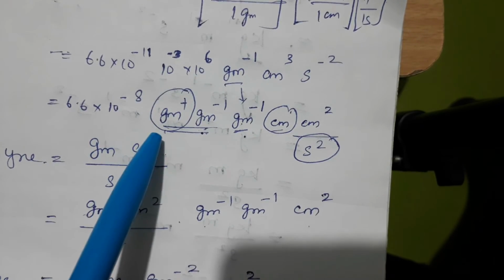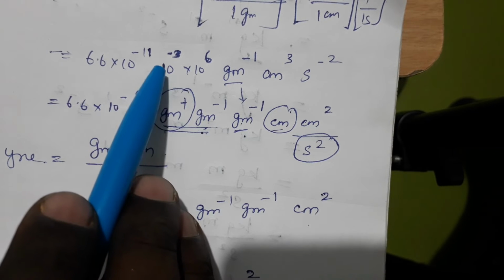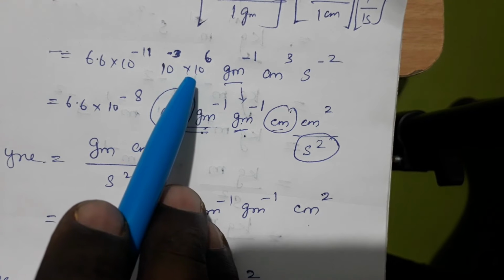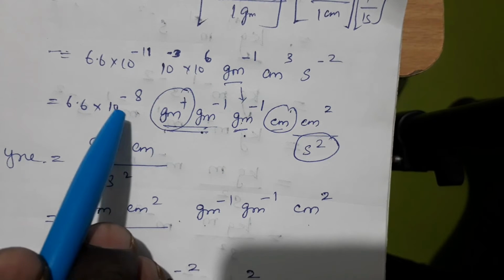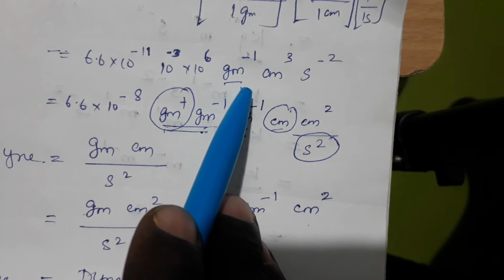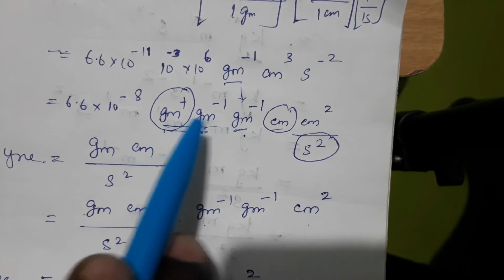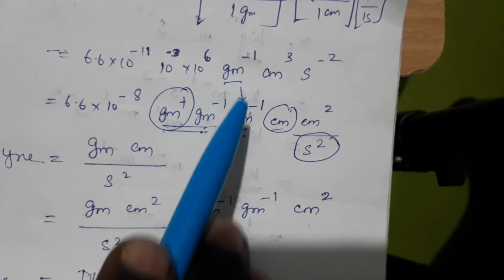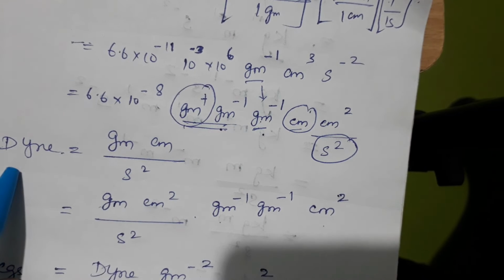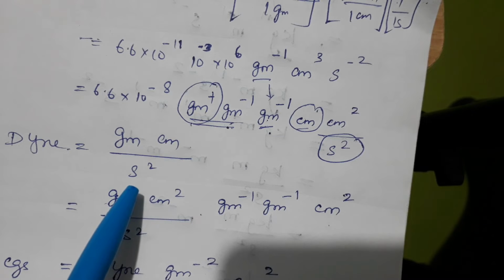Now again, let us take all this: 10 to the power minus 11, 10 to the power minus 3 becomes 10 to the power minus 14, into 10 to the power 6 becomes 10 to the power minus 8. Now we are left with gram to the power minus 1, centimeter cube, s to the power minus 2. Now we have to bring this into some form where we can write it as dyne. We know that 1 dyne is equal to 1 gram centimeter per second square.